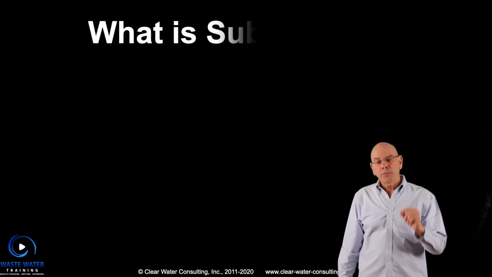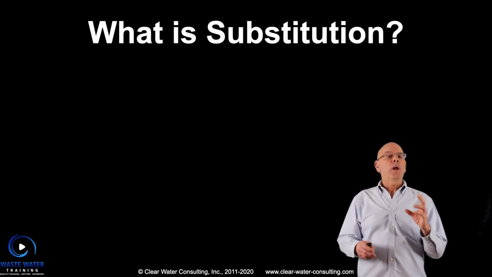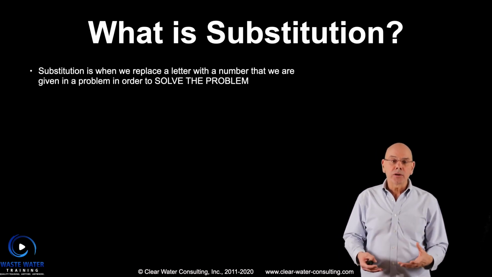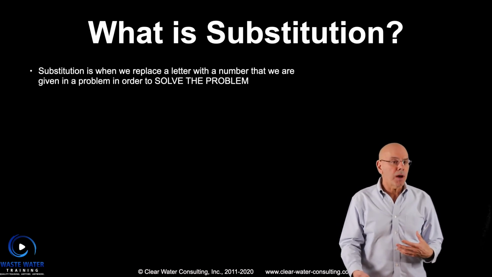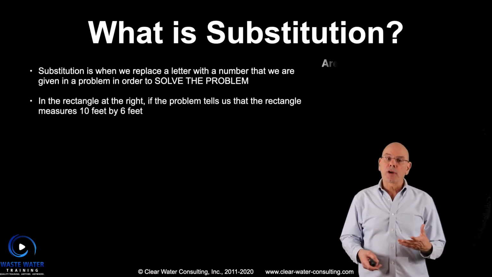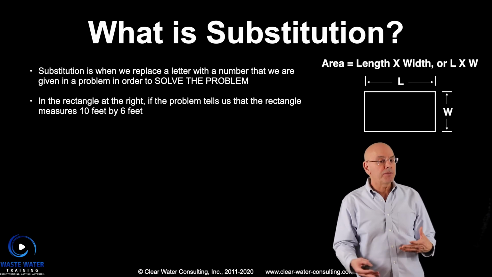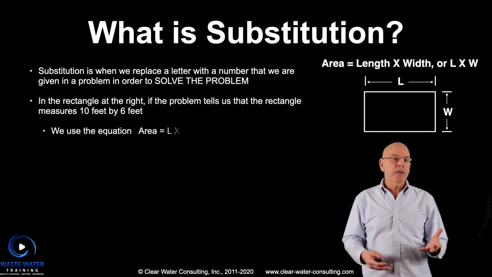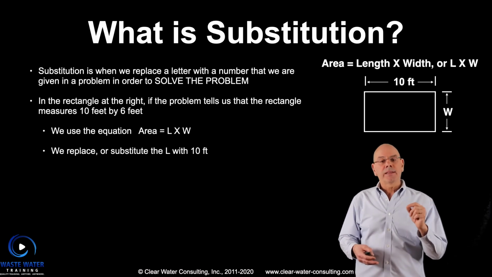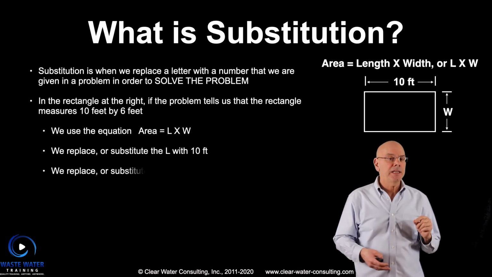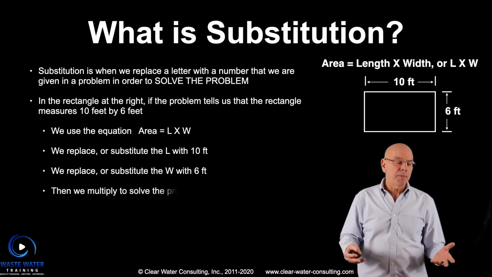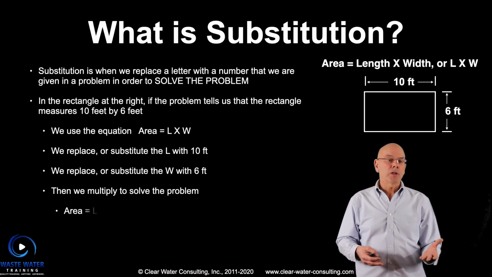Now, substitution is when we are given a problem to solve, we replace the letter with a number that we're given in the problem. So in the rectangle at the right, if the problem tells us that the rectangle measures 10 feet by 6 feet, we use the equation area equals length times width, and we replace or substitute the length, the L, with 10 feet, and the W with 6 feet, and then we multiply together to solve the problem. Right? So the area is the length times the width.